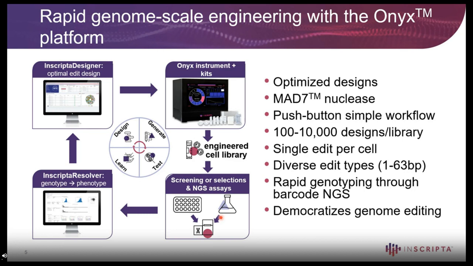Once you've identified your hits from your screening workflow, or you've enriched in some population in a selection workflow, Inscripta also provide kits that allow you to extract the DNA from those samples and then submit them for DNA sequencing. That DNA sequencing information then gets imported into another software package called the Inscripta Resolver software. And this is what allows you to link the genotype of a hit to its particular phenotype.